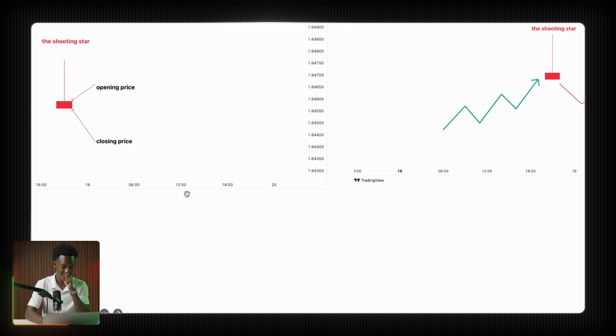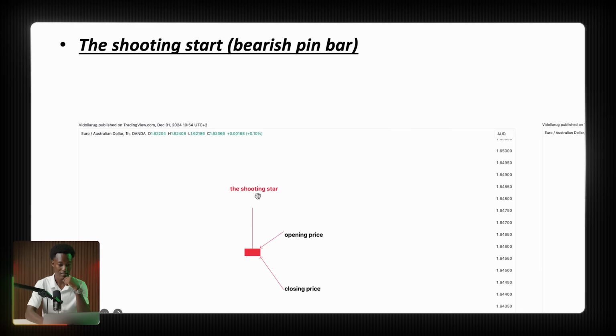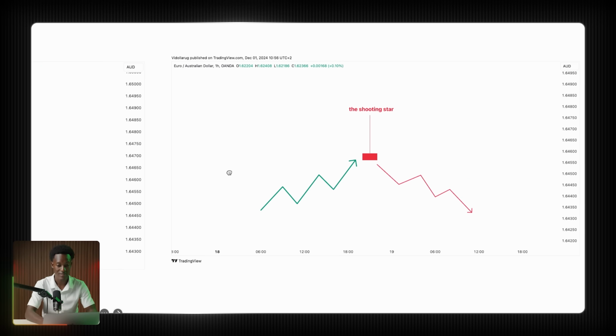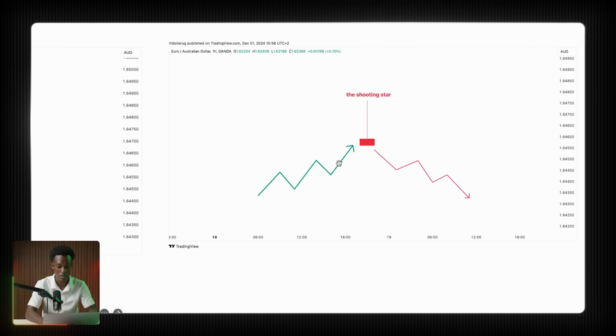Now, a shooting star is just the opposite of a hammer, and this is how it looks. This time we have our opening price here, and then our closing price. This time around we are bearish. Now, as an example, say we initially had the price pushing to the upside, and then we have a shooting star forming. We could expect a downtrend happening.